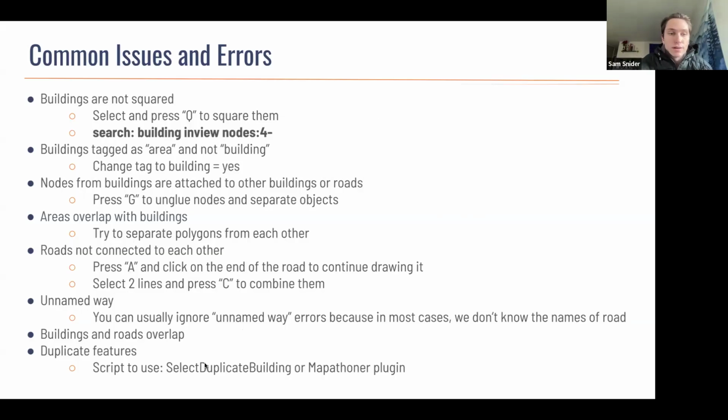Another common issue that you will find when using the validation tool is that there are unnamed ways, and you usually can ignore this, but you can edit them if you have personal knowledge of the area and you know the names of the road, which would be helpful. And then we also see that roads and buildings overlap, and you can just move the road or the building depending on if they are misaligned on the imagery.